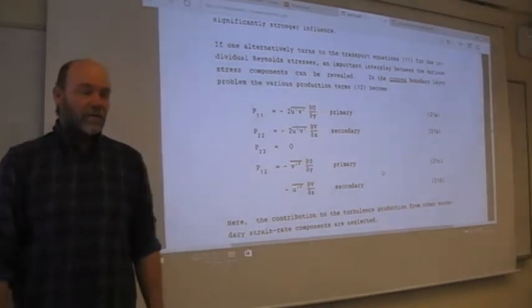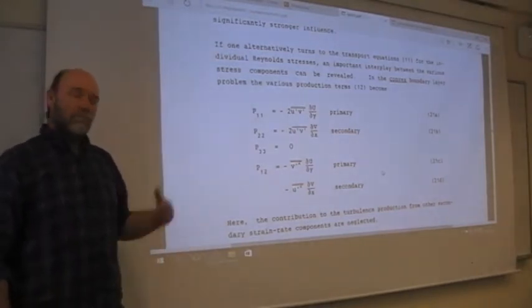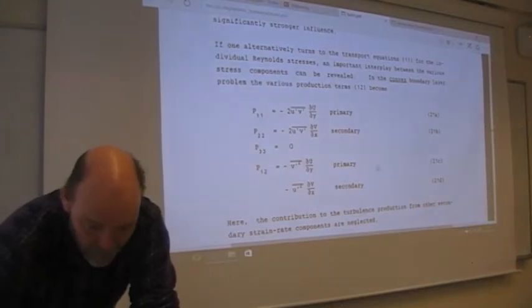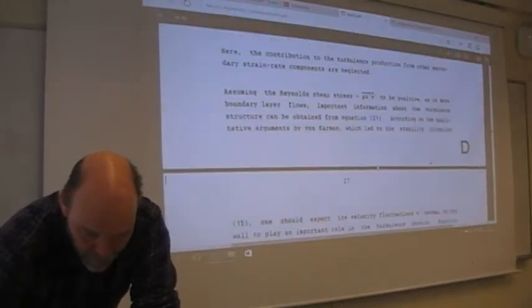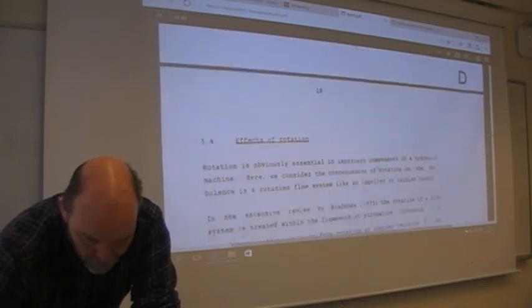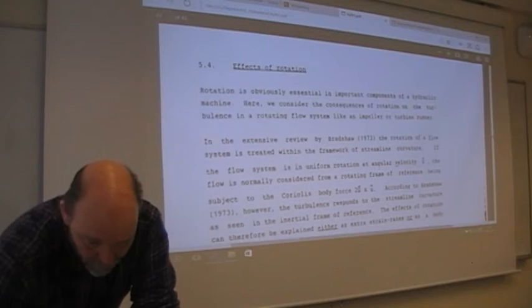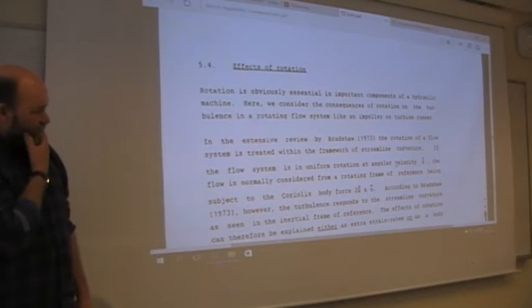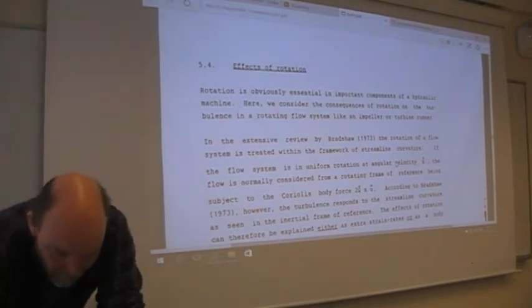The turbulence is not isotropic. Okay, K epsilon, K omega, two equation models will have problems. Much easier. The rotational effect, sort of the same there as well.